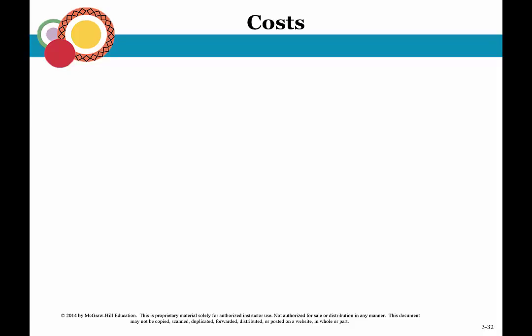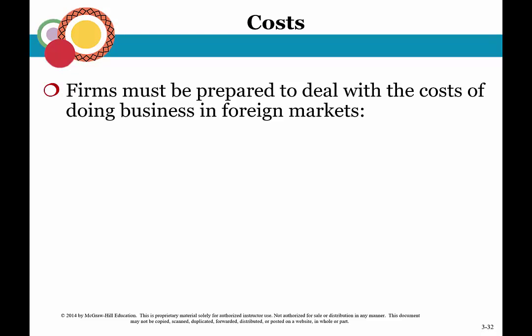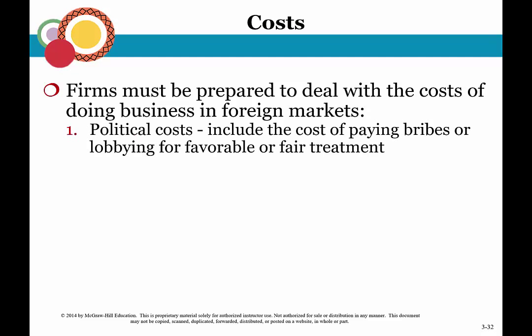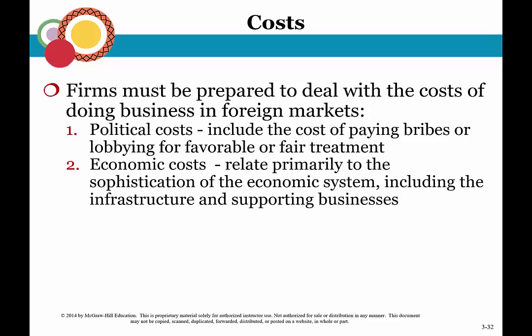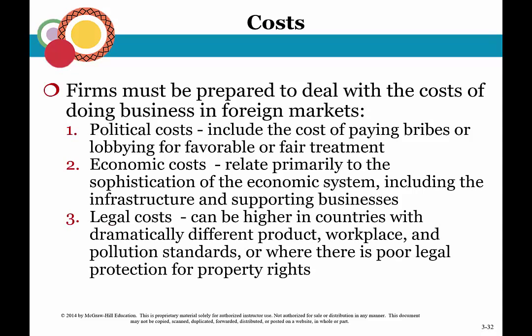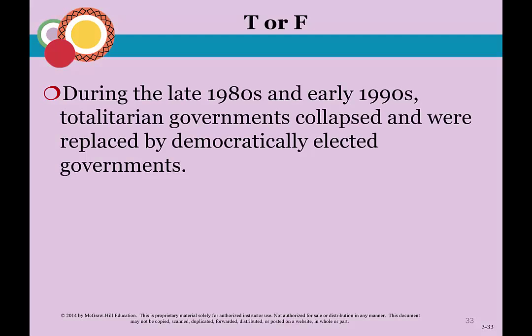Firms must be prepared to deal with the cost of doing business in a foreign market. And costs can vary from political costs that include paying bribes or lobbying, which some people think are bribes, for favorable or fair trade conditions. Those are the economic costs related primarily to the sophistication of the economic system. It includes maybe infrastructure supporting the business. There's legal costs that can be higher in some countries than other countries, and it all has to be taken into consideration. Another true or false question for you.